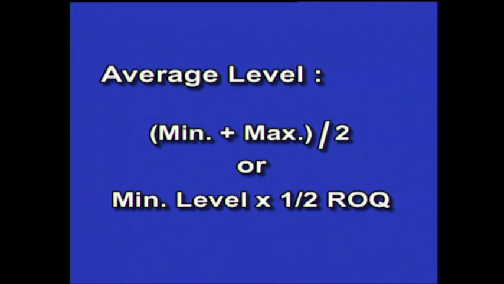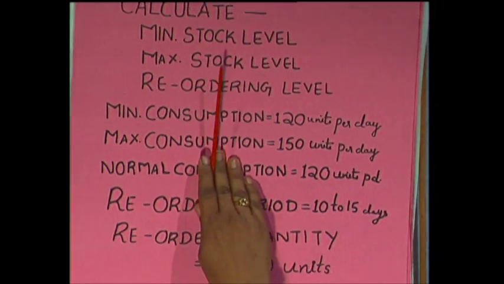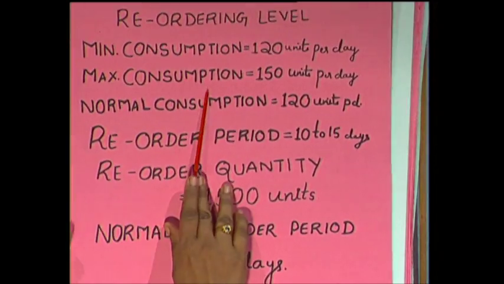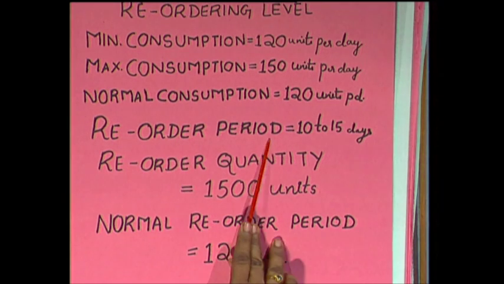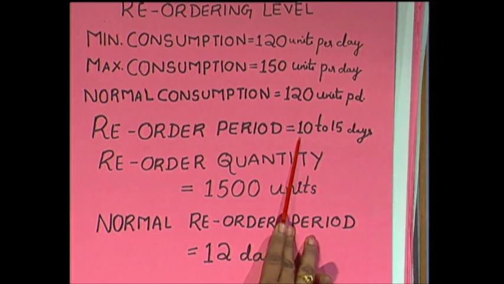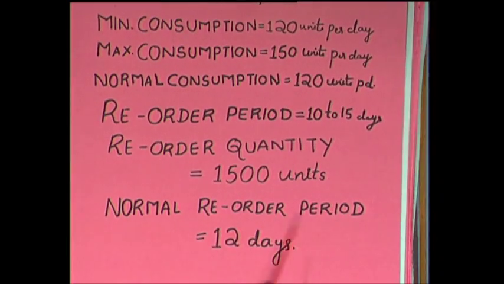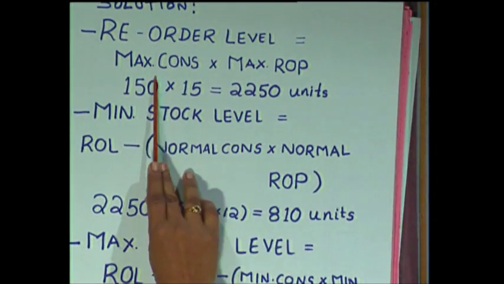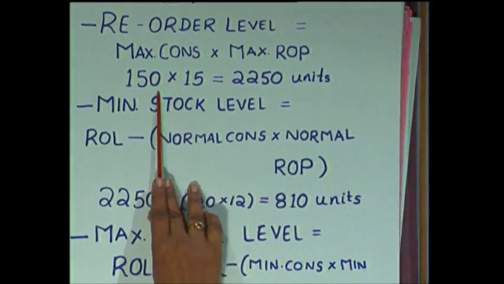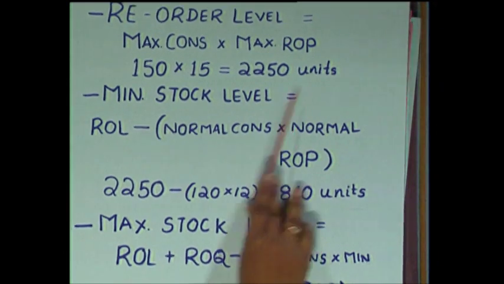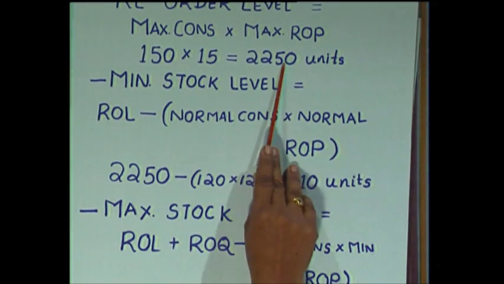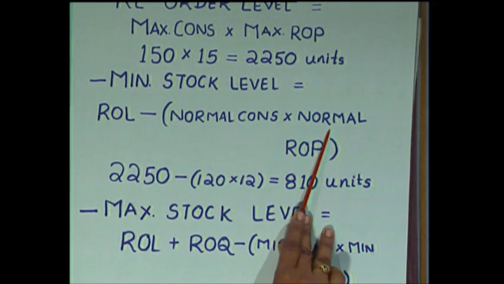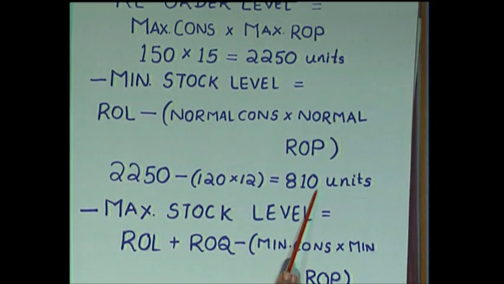Now, let us see how we are going to calculate these levels. Here, you have to calculate minimum, maximum and reorder level. Minimum consumption and maximum consumption are given. Similarly, normal consumption is given, and reorder period of 10 to 15 days means 10 is minimum, 15 is maximum. Reorder quantity is given and normal reorder period is given. So, going with the formula, reorder level would be maximum consumption into maximum reorder period: 150 into 15, 2250. Minimum stock level would be reorder level, which you have calculated here as 2250, minus normal consumption 120 into normal reorder period given in the problem as 12 days, and you get 810 units.